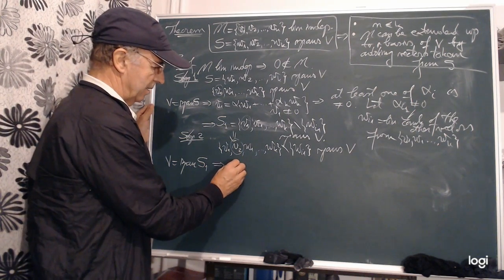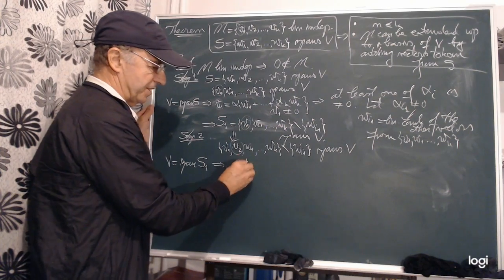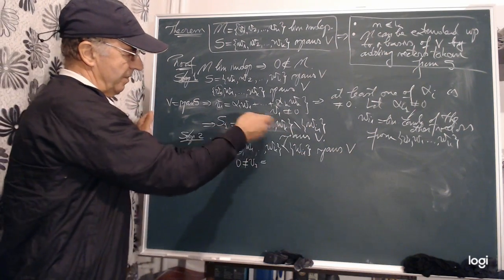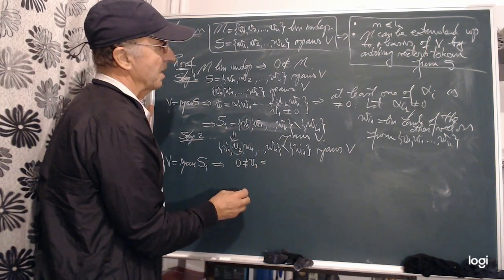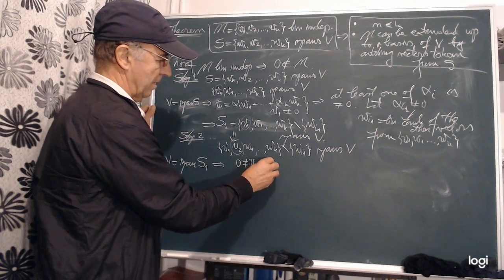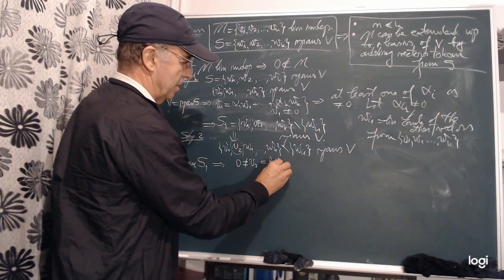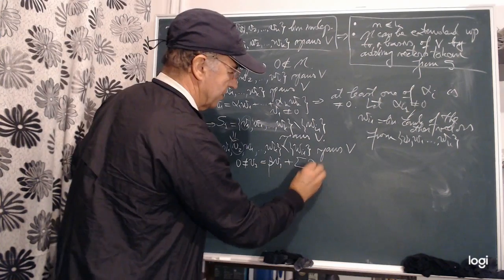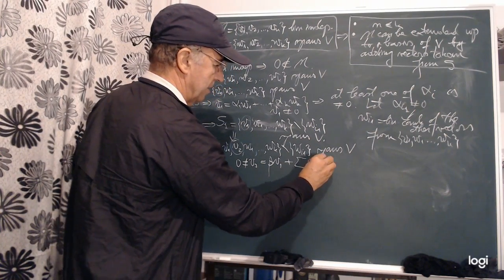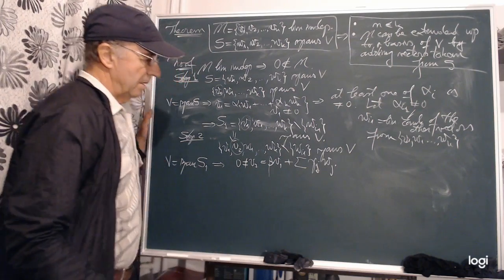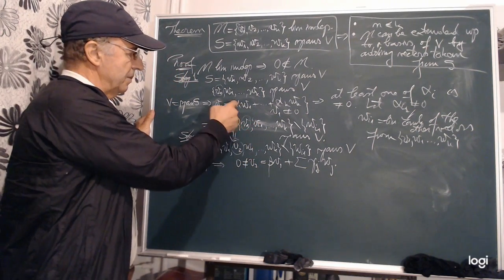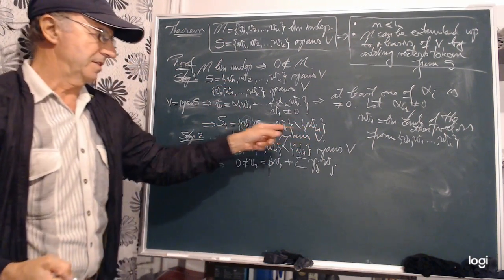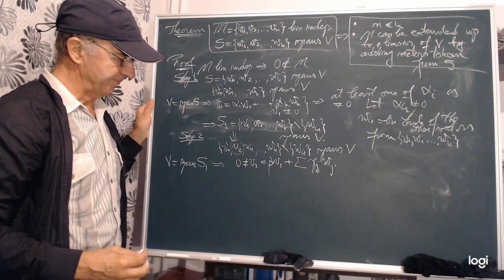We get V2, which is different from 0, is a linear combination of the vectors. Let it be beta V1 plus, let us denote the other coefficient, gamma j, Wj. V2 expressed as a linear combination of the vectors of this spanning system.